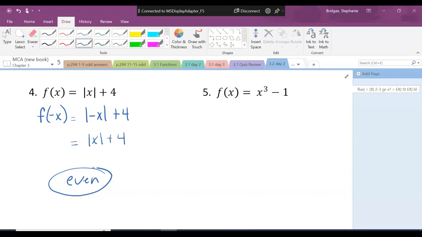What about that last one? Plug it in, work it out again. If they're the same, it's even. If they all changed, it's odd, and if it's any other combination, it's going to be neither.